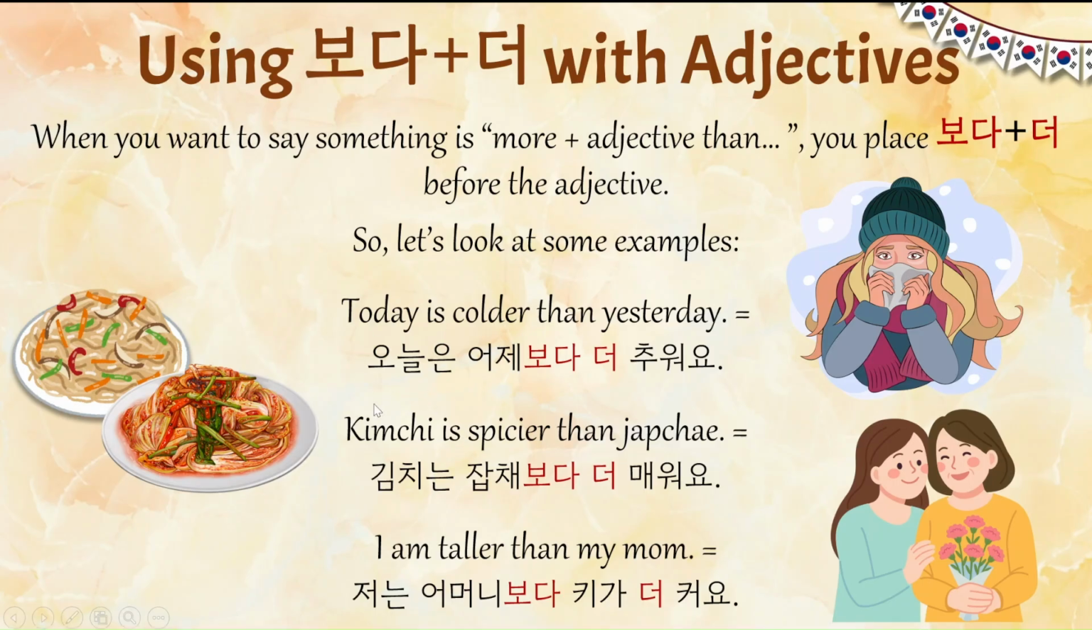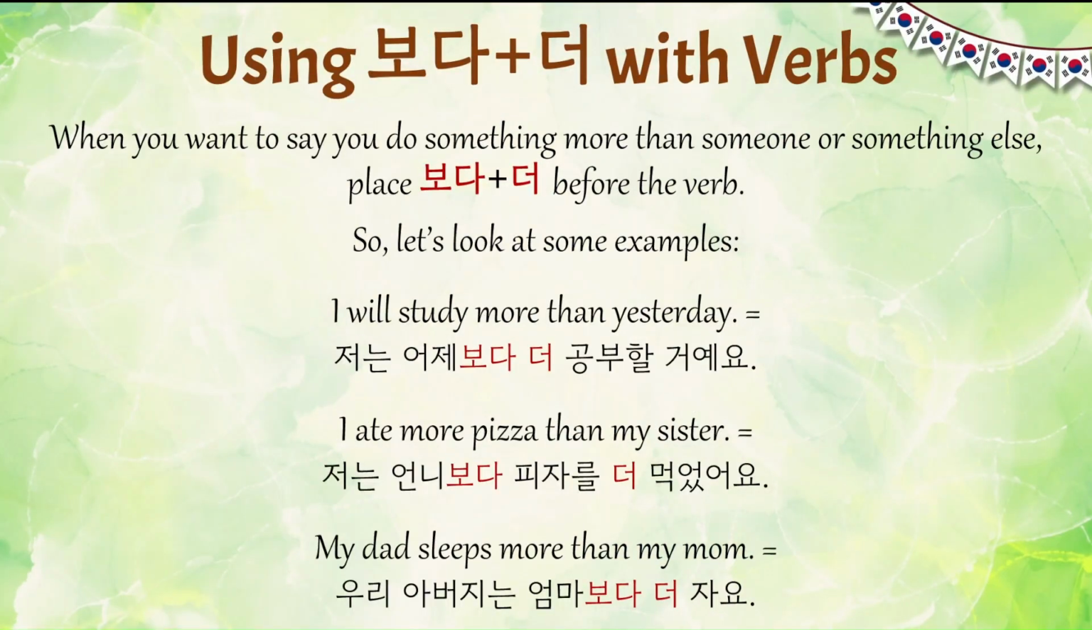So, for example, you can say this sentence in two ways. Today is colder than yesterday in Korean can be 오늘은 어제보다 더 추워요. Or 오늘은 어제보다 추워요. With 더 or without 더. Both cases are understood. Okay? But sometimes it is more natural to omit 더 in sentences. Okay? Now, let's move ahead and see how to use 보다 더 with verbs.